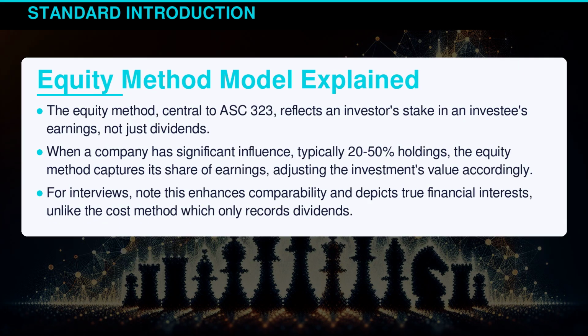The equity method, central to ASC 323, reflects an investor's stake in an investee's earnings, not just dividends. When a company has significant influence, typically 20 to 50% holdings, the equity method captures its share of earnings, adjusting the investment's value accordingly. For interviews, note this enhances comparability and depicts true financial interests, unlike the cost method, which only records dividends.